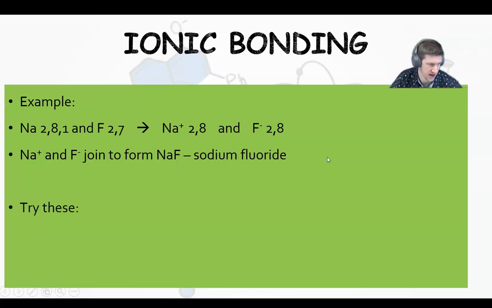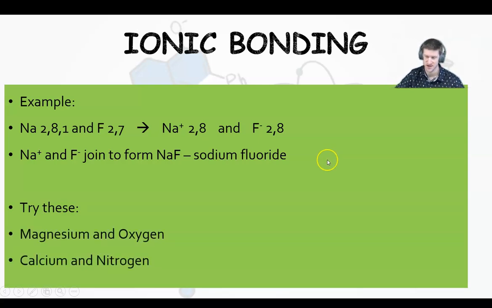A couple for you to try. What happens if I mix magnesium and oxygen, calcium and nitrogen? Do exactly the same process, write the electronic configuration, figure out which will donate, which will give, how many, figure out what the ion symbols would be, put them together following the rules that we've talked about in the previous lesson, and write what they would be there.